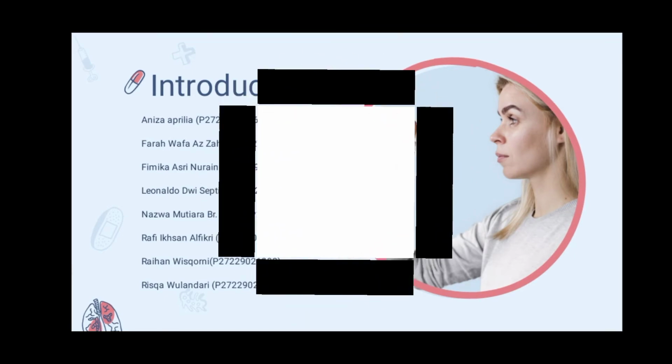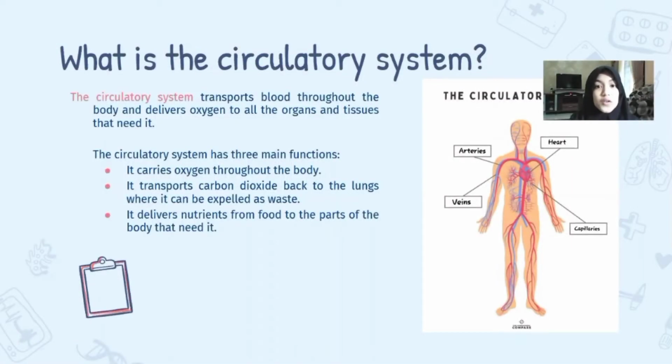What is the circulatory system? The circulatory system transports blood throughout the body and delivers oxygen to all the organs and tissues that need it. The circulatory system has three main functions. First, it carries oxygen throughout the body. Second, it transports carbon dioxide back to the lungs where it can be expelled as waste. And third, it delivers nutrition from food to the parts of the body that need it.